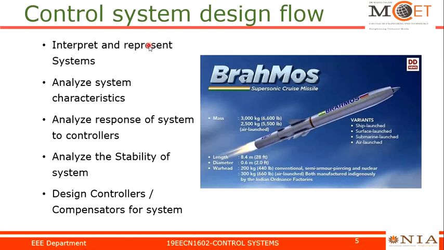So the overall control system design flow will be like representation, that you can do from the first unit, and the characteristics of the systems you can analyze with the second and third units, and also the response of the system to controllers. The input for this particular step can be taken from the second and third units, and the fourth unit will give you the stability of the system, and the fifth unit has topics which cover the compensator design for a system.